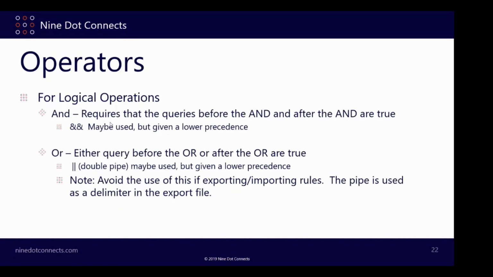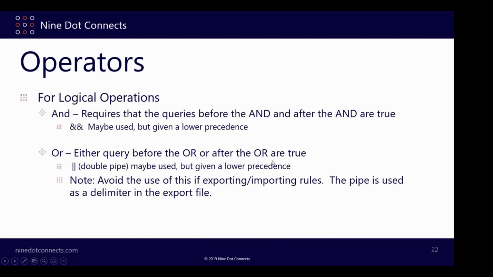There are also logical operators. These are the ones you'll probably use most because the queries operate off of logical operators. You have and you have or. We've already seen that here in the last example. But also note that they have what's called a double and they have what's called a double pipe. These are not direct substitutes. There's some issues with these.